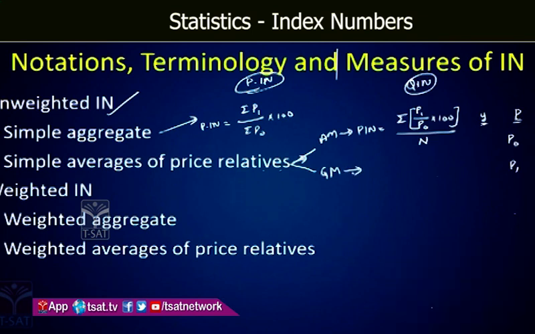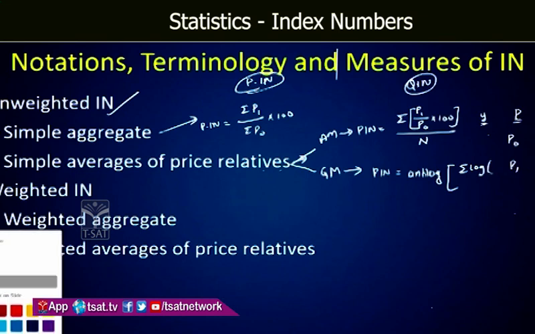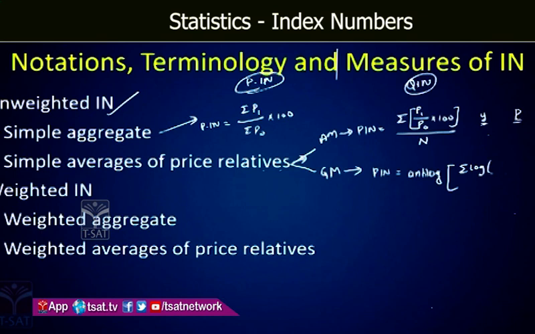The simple average of price relatives for geometric mean is given by: the price index number is the anti-log of summation log of P1 by P0 into 100, divided by n. So this is the formula for the simple average of price relative for geometric mean.